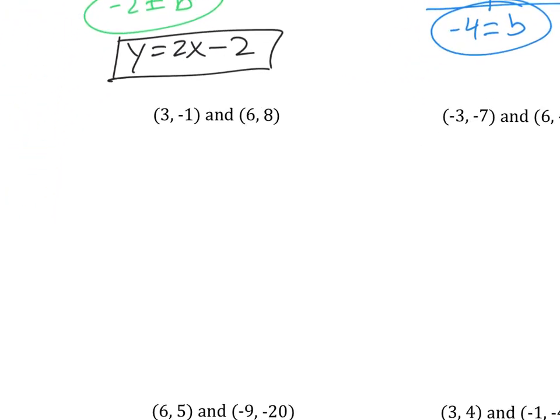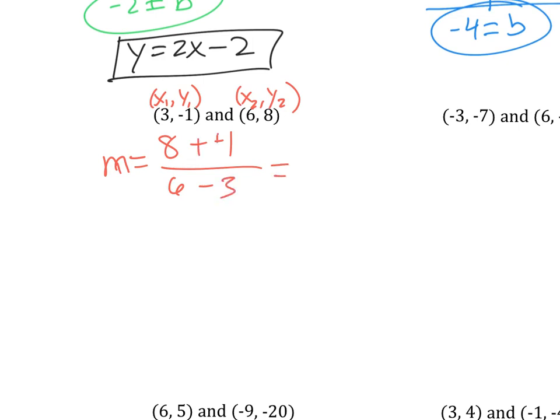Let's look at our next example here then. 3, negative 1, and 6, 8. So this gives me x1, y1, and this will be x2, y2. Our slope will be y2, 8, minus y1, negative 1, over x2, which is 6, minus x1, which is 3. And then we'll chop chop. 8 plus 1 is 9, divided by 6 minus 3, which is 3, and that gives us 3. So our slope m is equal to 3.